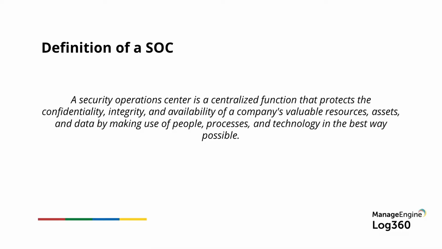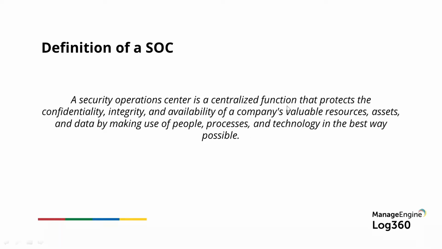So I'll just read it out loud for you. A security operations center is a centralized function that protects the confidentiality, integrity, and availability. So you might have come across the CIA triad, that is confidentiality, integrity, and availability. These three things are important for any company. So a SOC will protect this, and it's going to protect a company's valuable resources, assets, and data by making use of people, processes, and technology in the best way possible. So this happens to be the overall definition.